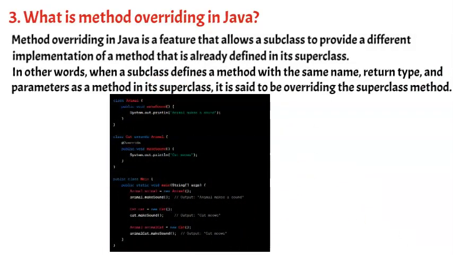In this example, the Animal class has a method called makeSound. The Cat class extends Animal and overrides the makeSound method with its own implementation. The main class demonstrates the use of method overriding, where different objects of Animal and Cat classes invoke the makeSound method. The method call is resolved at runtime based on the actual type of the object, showcasing polymorphism.